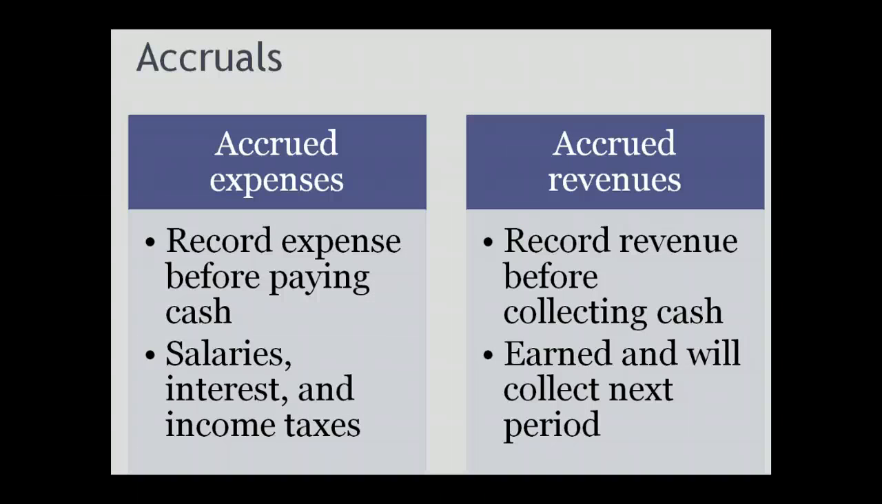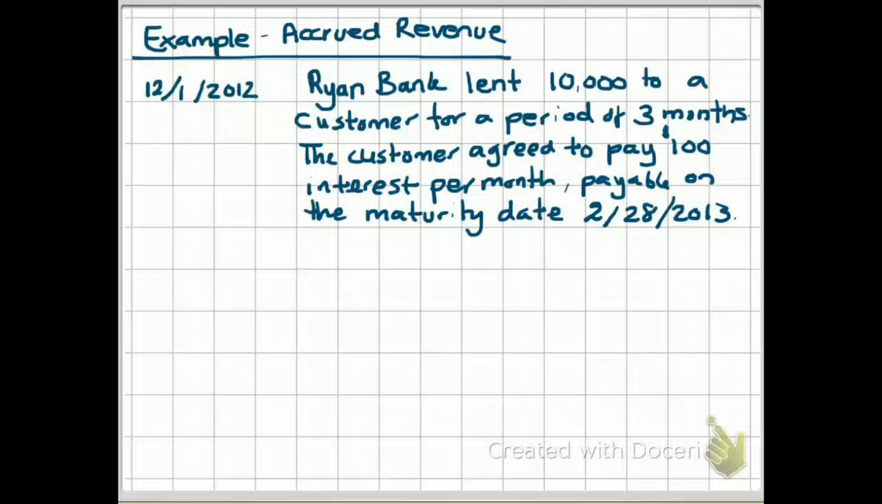We also have accrued revenues, where we record revenue before we collect the cash, and the amount that we earned will be collected in the following period. Let's take a look at an example for that. On December 1st, 2012, Ryan Bank lent $10,000 to a customer for a period of 3 months. The customer agreed to pay $100 interest per month, payable on the maturity date of 2/28/2013. So Ryan Bank lent $10,000.